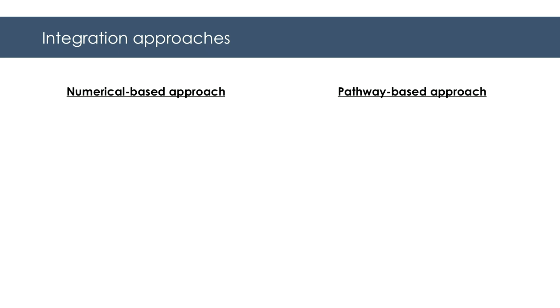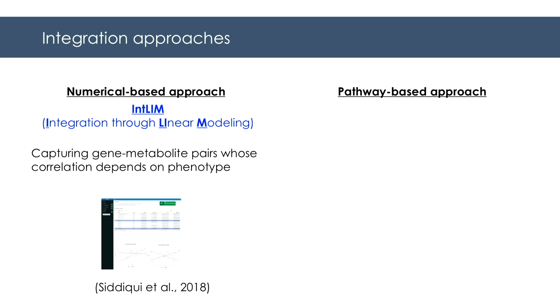And our laboratory has developed an example of each of these approaches. We've developed IntLim, or integration through linear modeling, that captures the gene metabolite pairs whose correlation or association will depend upon phenotype. As an example, phenotype can be tumor versus non-tumor, breast cancer versus maybe lung cancer, and so forth. And so what we'll identify is, let's say, a gene metabolite correlation could be very positively correlated in tumor cells, but in non-tumor tissue it may have a negative correlation or a weak correlation, and vice versa.